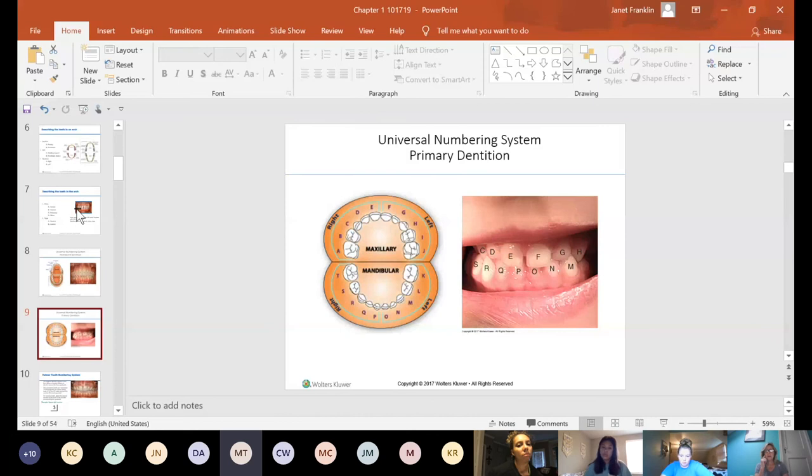Tooth B, 1, 2. I have to count them too. Okay. Yes. Okay. Thank you.